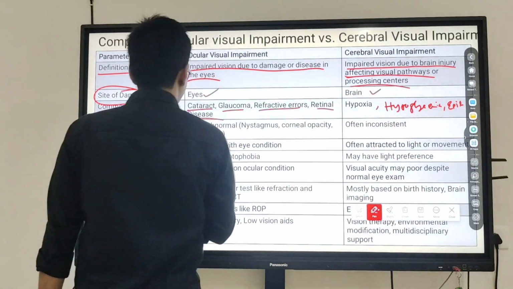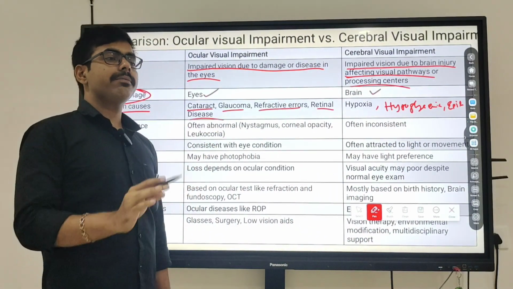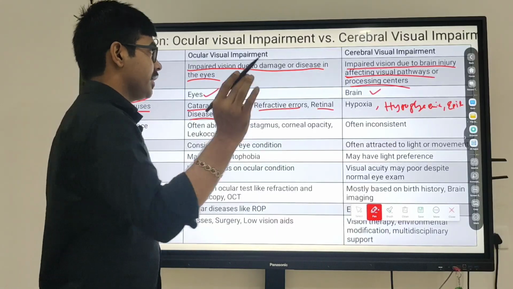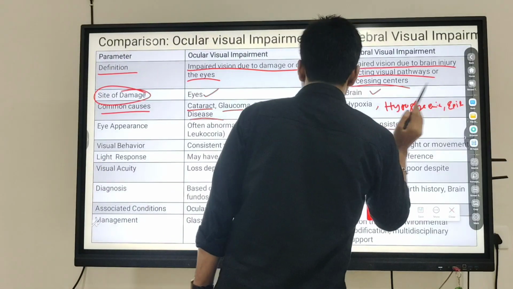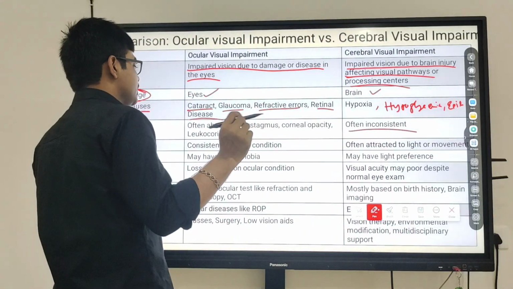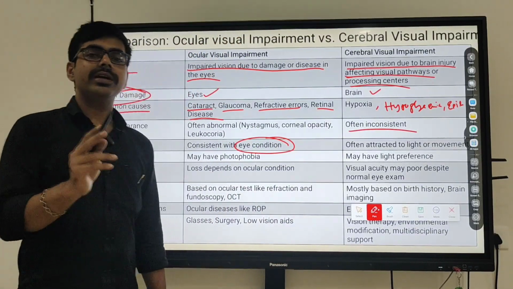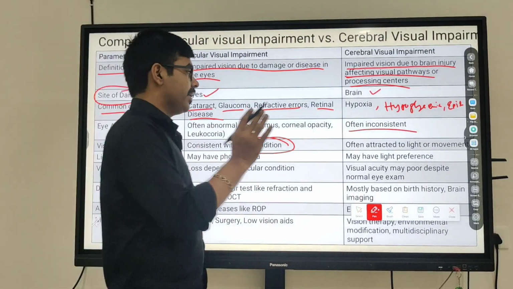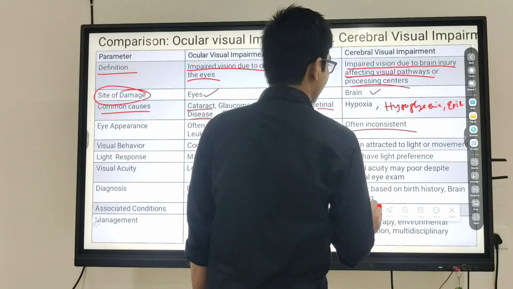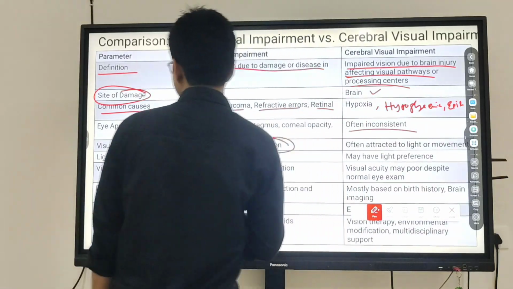Next, eye appearance. After seeing the eye, you can say that the patient might have ocular visual impairment, but in cerebral visual impairment it is not consistent. Visual behavior is consistent with the eye condition. According to the severity of the disease, we can say the child may have this much visual acuity, but in cerebral visual impairment, we cannot tell directly by seeing the eye.